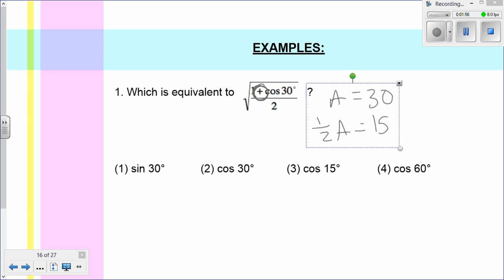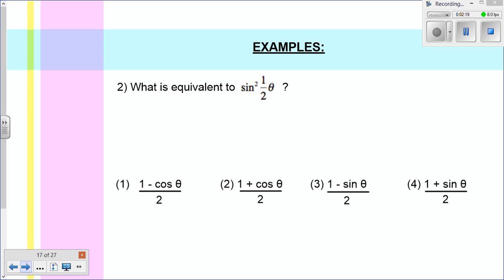Okay, so I'm able to get rid of a couple of my choices here. First of all, since this is a half angle, these two can't be equal to it. It has to be cosine, so that sine can't be equal to it. And half of 30 is 15. Next one.